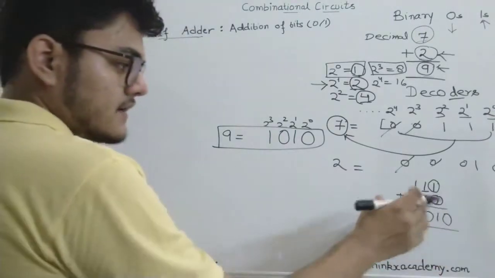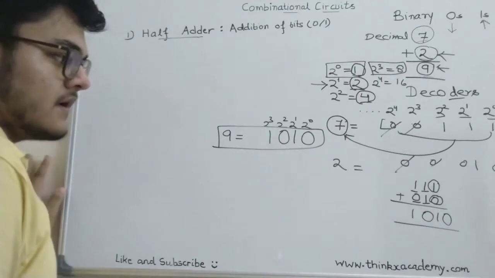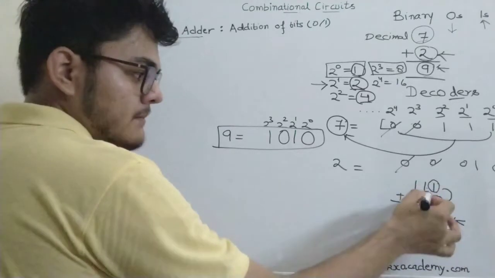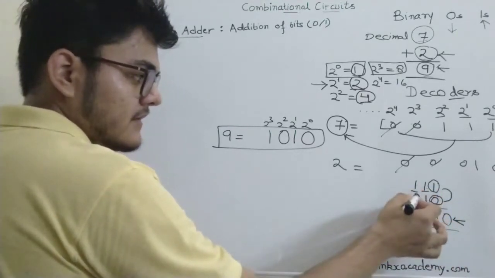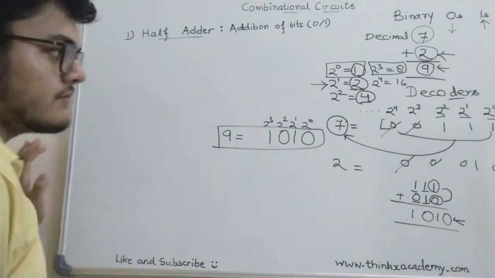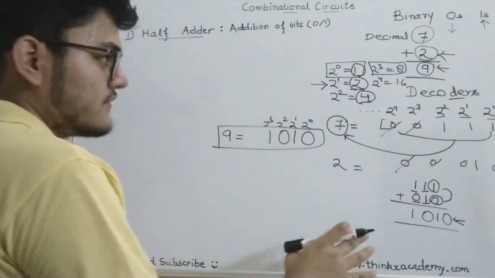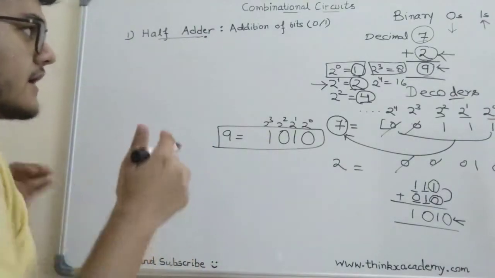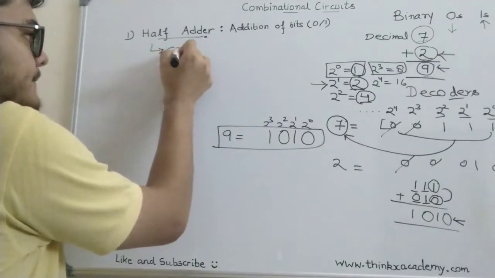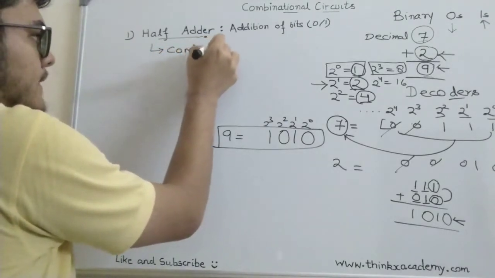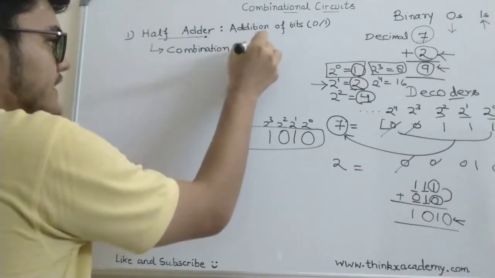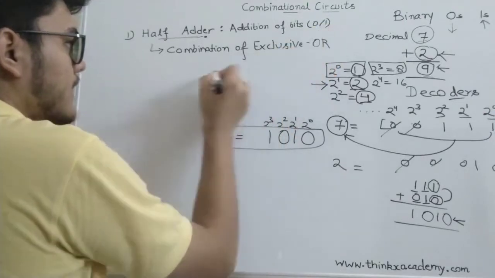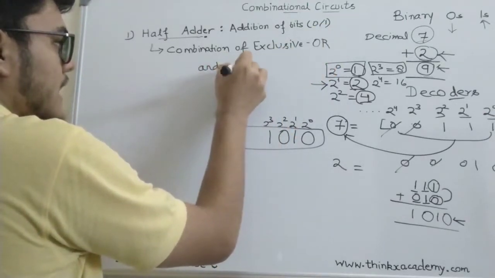So you can see how we are going to perform this addition. 1 plus 0 is giving us 0. 1 plus 1 is giving us 1, and similarly it goes like this, right? So we will have to perform some operation, for which we are going to use this half adder, which is basically a circuit, a combination of an exclusive OR gate and an AND gate.